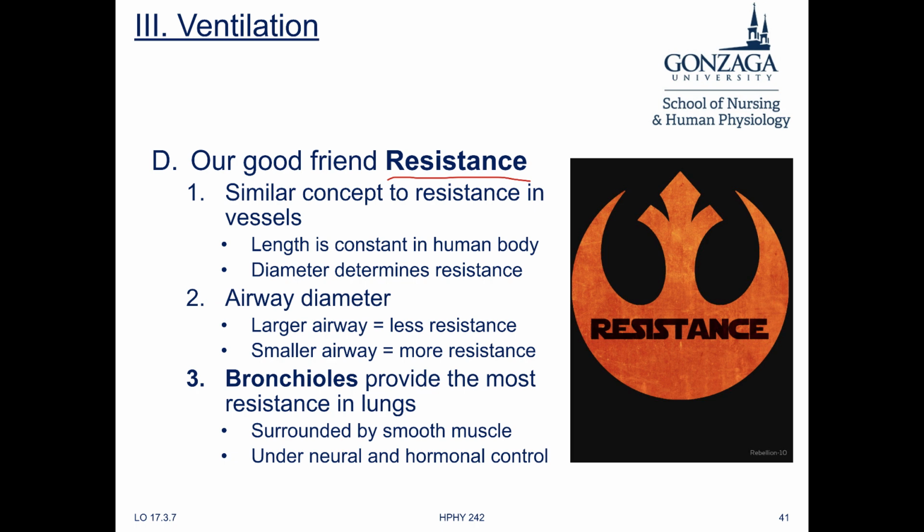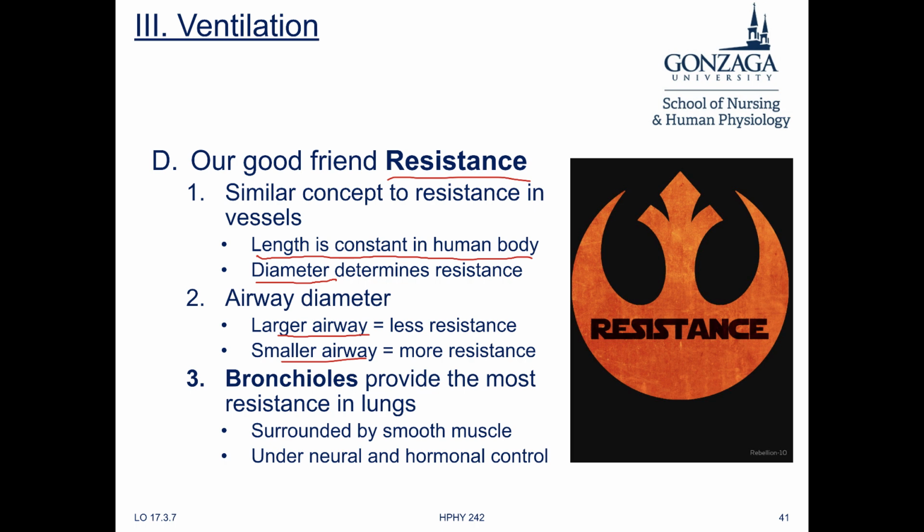And just as we discussed in blood vessels, when we discuss ventilation, length is constant in the human body, so the length of our airways is constant. They're not changing, they're not growing, they're not increasing or decreasing. So the result is that diameter is the largest factor that impacts resistance. Basically, the larger the airway, the less resistance it's going to offer. The smaller the airway has the potential to provide more resistance.